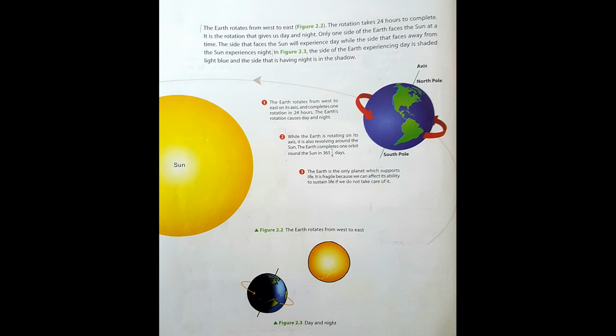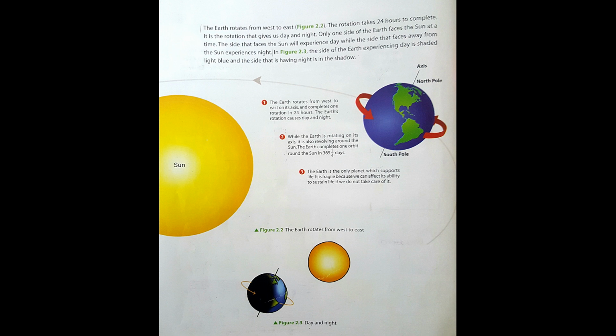In figure 2.3, the side of the Earth experiencing day is shaded light blue, and the side that is having night is in the shadow. As the Earth rotates, each area of its surface gets a turn to face and be warmed by the sun. This is important to all life on Earth. The sun affects everything from the weather we experience to the food we eat and even our health.